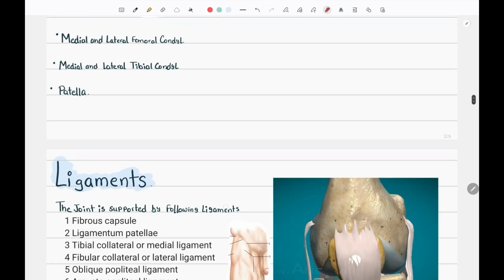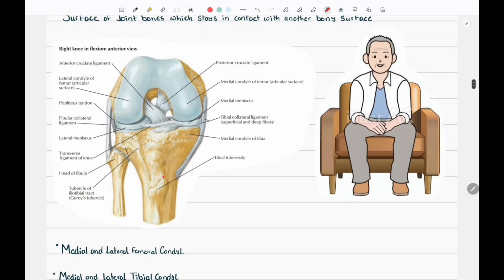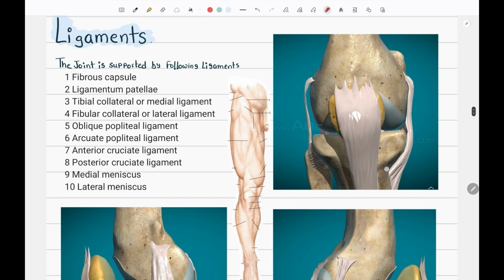Showing you the tibial tuberosity, here is the tibial tuberosity. If here was our patella, the ligament extends from the patella up to the tibial tuberosity. That is what is shown in this diagram.